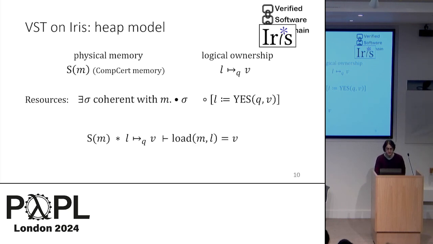And so taken together, these two things give us a new version of these laws that say, for instance, if we have some CompCert memory M and we also have a points-to assertion, then that means we can successfully perform the CompCert load operation on that memory at that location and find that value.